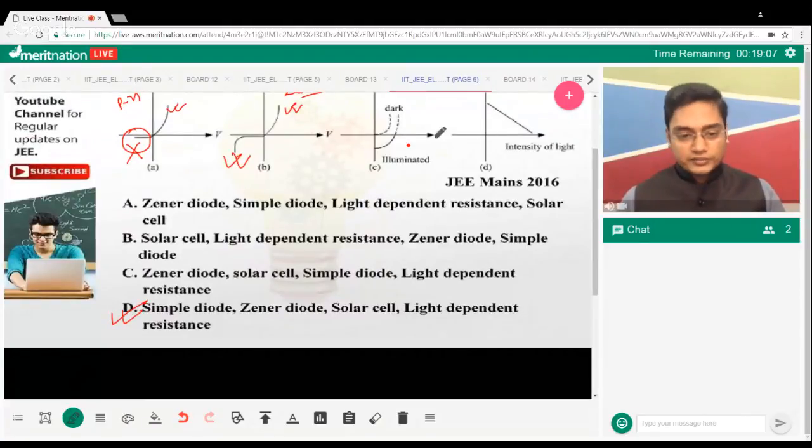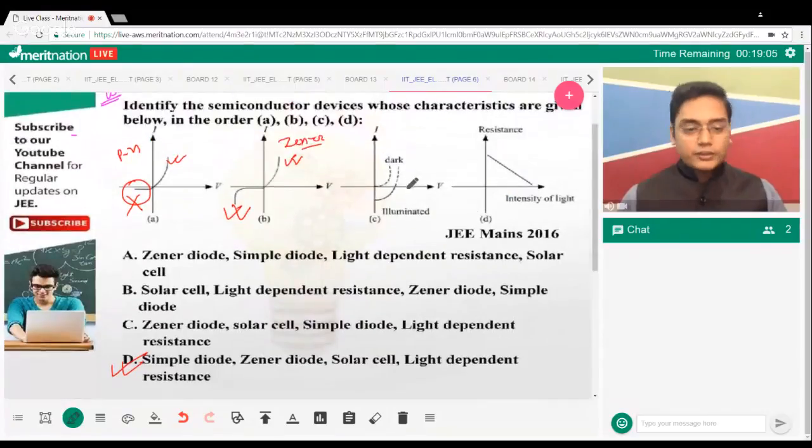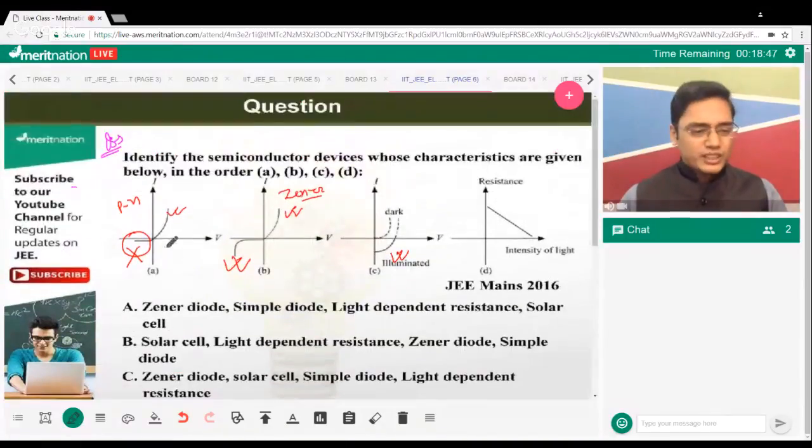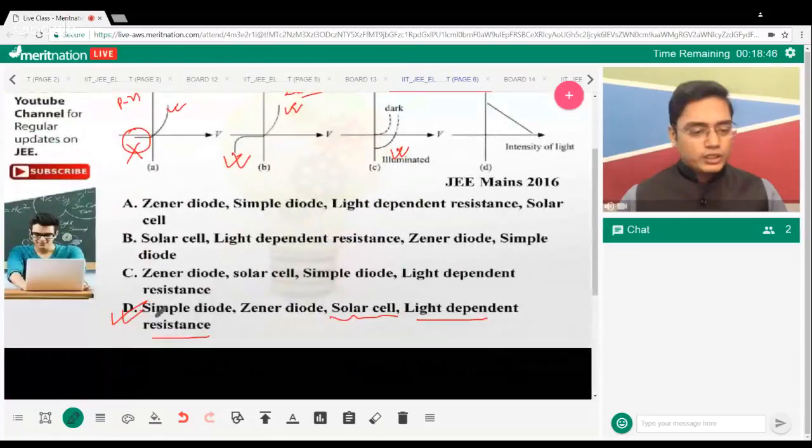No need to check. But if we have such type of configuration, this is the fourth quadrant. So in the fourth quadrant, the graph of a solar cell lies. And LDR, guys, is basically a special type of resistor whose value changes with the intensity of light. That's why we call this a light dependent resistor. But no need to check. Out of one and A and B only, you can get the correct answer. So the correct answer is option number D.